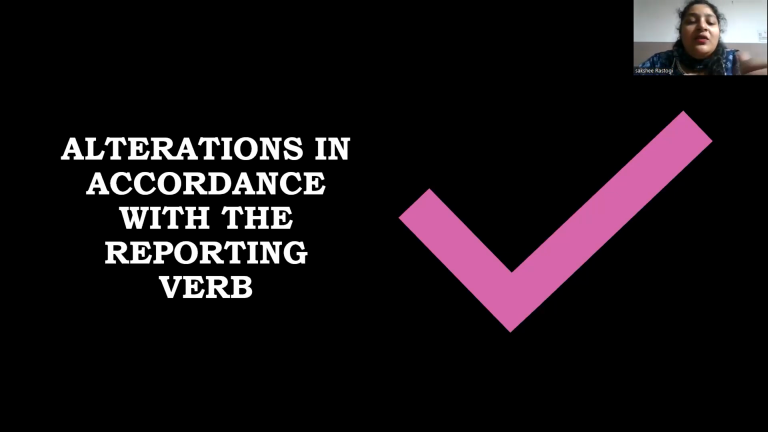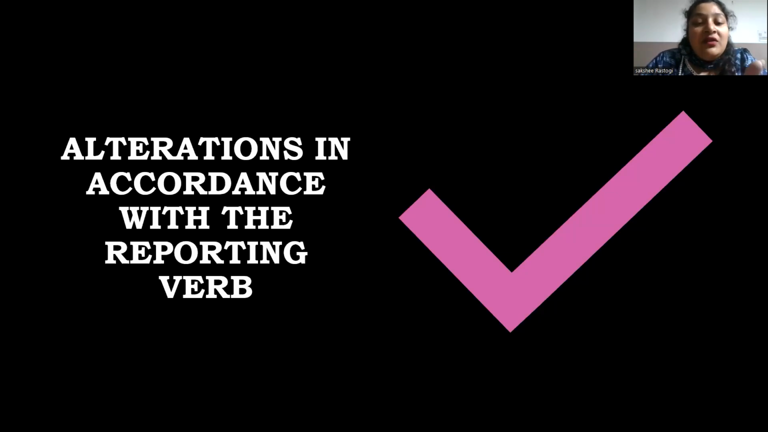Alteration in accordance with the reporting verb refers to the change made to the original sentence when converting it from direct speech to indirect speech, depending on the verb used to report the speech, such as said, asked, exclaimed, etc. There are a lot of words that depend on alteration in accordance with the reporting verbs. It affects the form of the original sentence. The changes include a shift in tense: the verb tense in the original sentence may change to match the tense of the reporting verb.